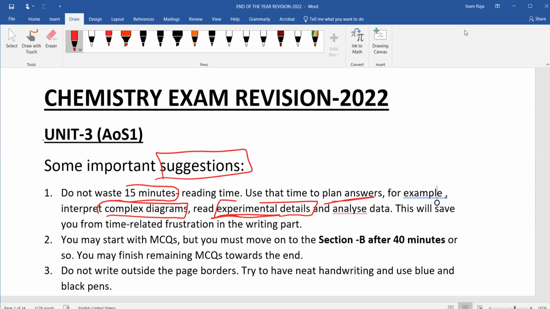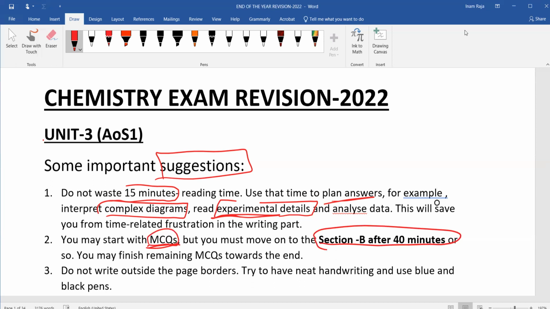So when you start writing, you may start with MCQs. Many students want to do that. But remember that you don't want to spend forever on MCQs. You have 90 marks coming from your short answers in section B, and maybe 30 marks only coming from MCQs. So you don't want to spend more than 30 or 40 minutes on MCQs. As soon as you cross 30 or 40 minutes, start section B. Even if you have done 20 out of 30 MCQs, it's okay. You can always come back. But section B must be started within 40 minutes of your writing time.